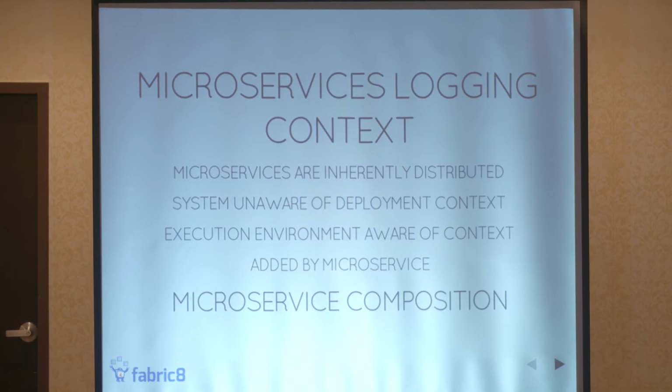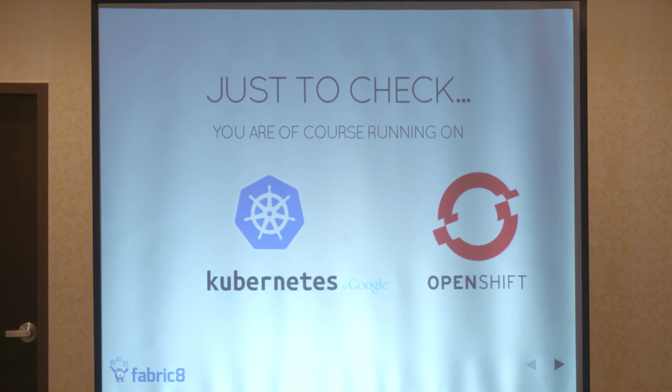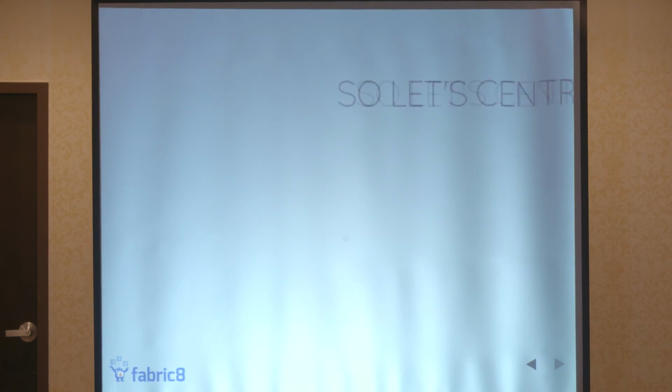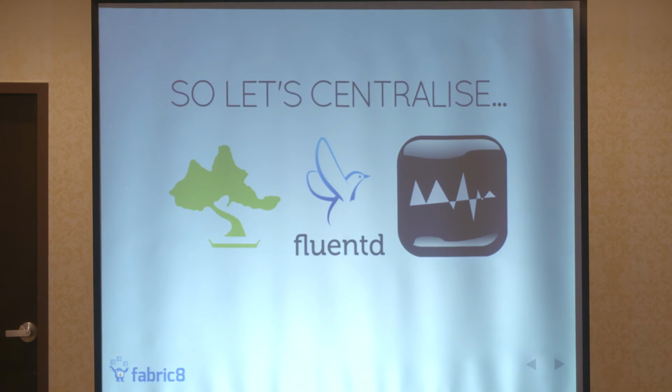So it's kind of a subtext. And obviously I know you're running on these platforms already, so we can centralize with three basic tools: Elasticsearch, FluentD, and Kibana. So these are our basic individual, what we're going to call microservices, because of what they do: Elasticsearch, storage, FluentD, collector, and Kibana, viewer.